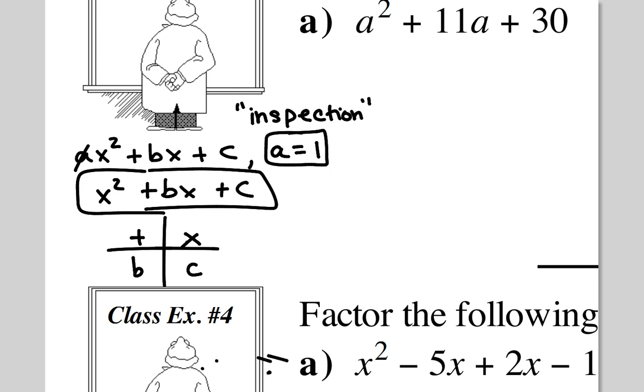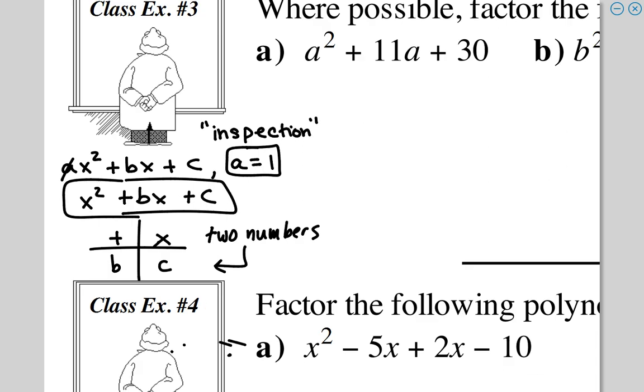You need two numbers that meet that quality. Two numbers that do this. I used to call them in Math 10 the magic numbers. So what are these magic numbers? Okay, so let's take a look at the first one.